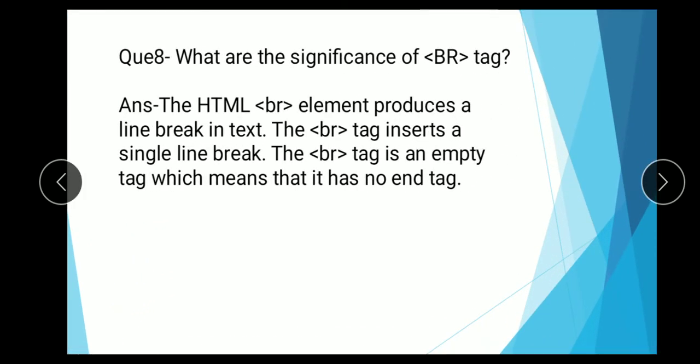Question number 8: What is the significance of the BR tag? Answer: the HTML BR element produces a line break in a text. The BR tag inserts a single line break. The BR tag is an empty tag, which means it has no closing tag. BR tag is used to break the line, and it is an empty tag because only the opening tag is used, not a closing. So this BR tag is called an empty tag.